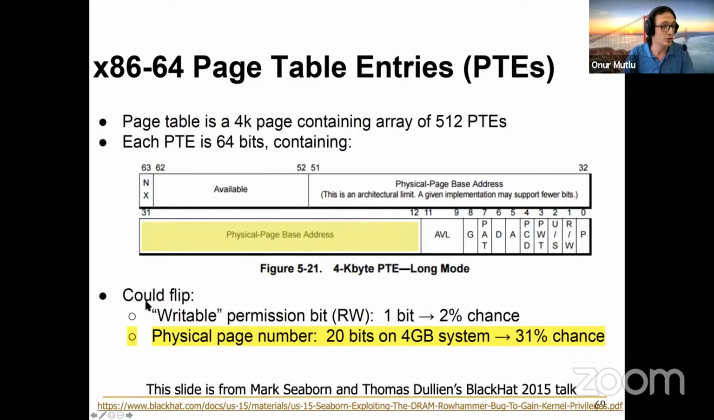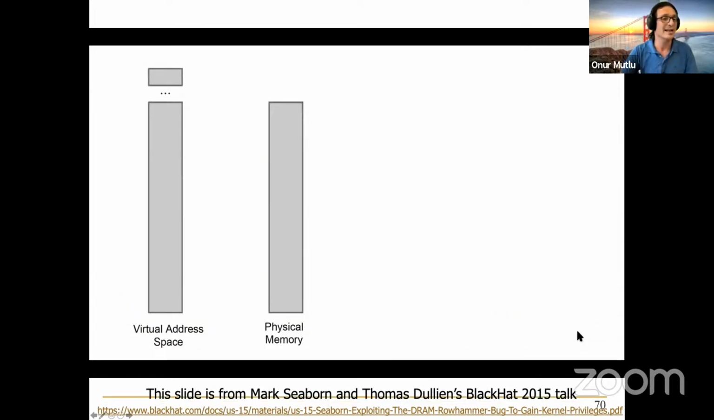So they said they could flip writable permission bits, read-write over here, as we have discussed. This is only 1 bit. 1 bit out of 64 gives you a 2% chance. Not so good. But they decided they should flip physical page numbers. It's 20 bits on a 4 gigabyte system. And you get a 31% chance of flipping bits over here. 20 out of 64 is 31%, right? Okay, so let's take a look at how they do the attack.